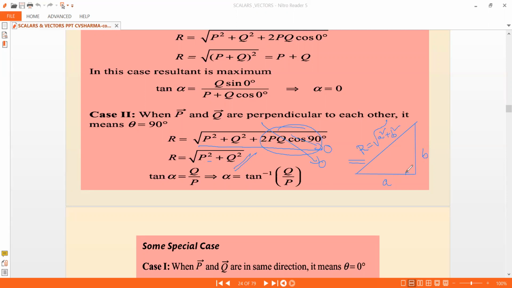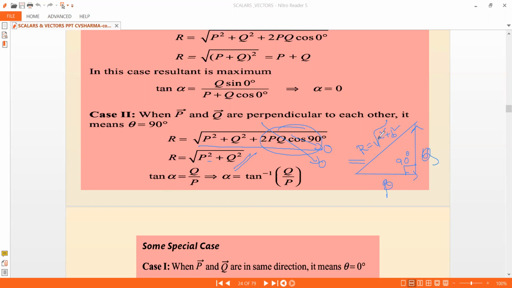But anyway, you can see this. If the vectors are at 90 degrees, this is what happens. The resultant of the vectors will be like this. And what is tan alpha? That is q by p. Alpha is equal to tan inverse of q by p. So this is q and this is p. This is how we consider.